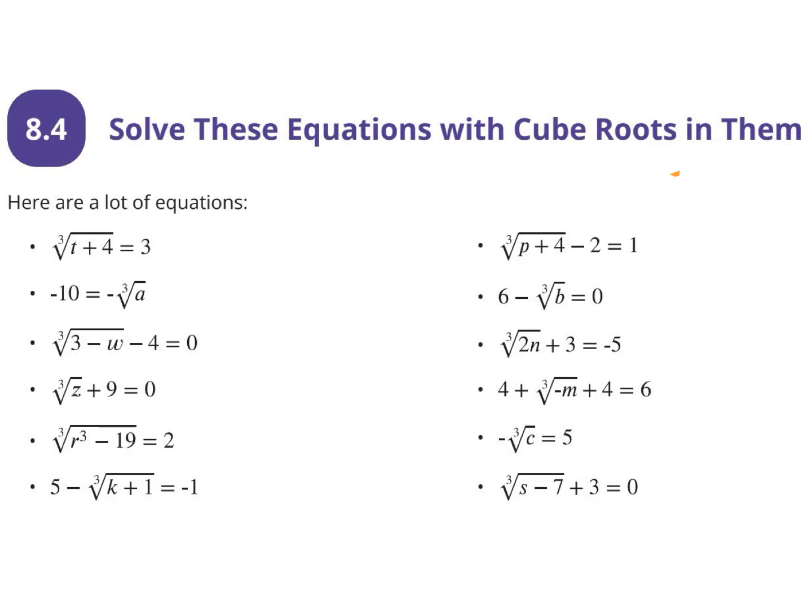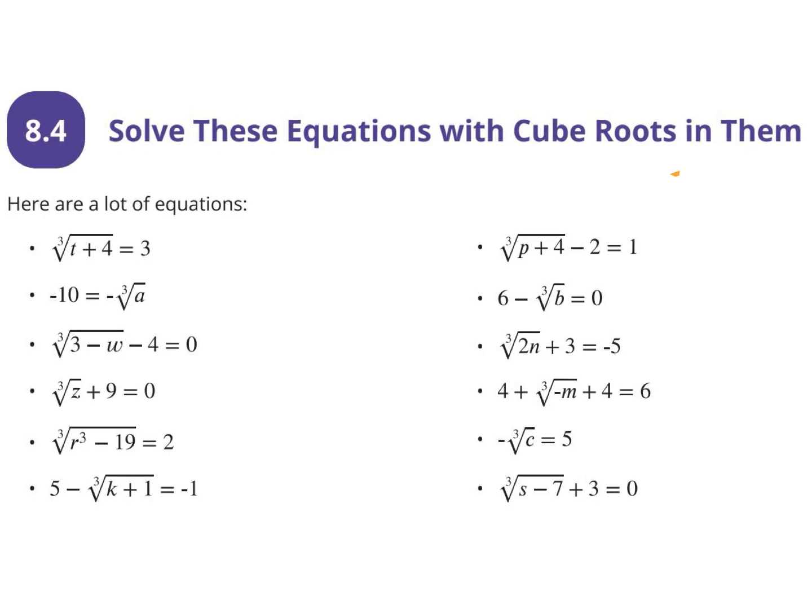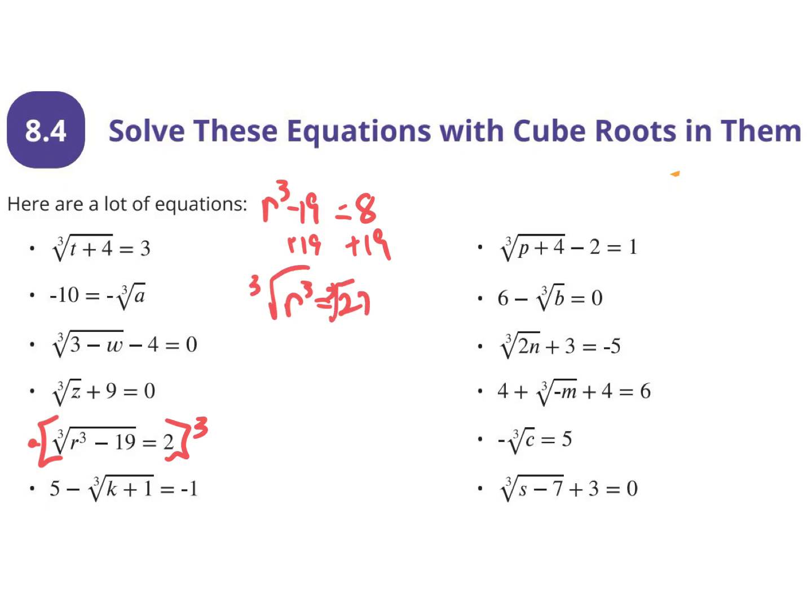All right, so for this one right here that we're working on, the r cubed minus 19 is under the radical. The 2 is by itself, so we're just going to cube the whole thing. The r cubed minus 19 comes out. That's equal to 8. We add 19 to both sides. r cubed equals 27. Take the cube root to get rid of the cube, and then r equals 3.